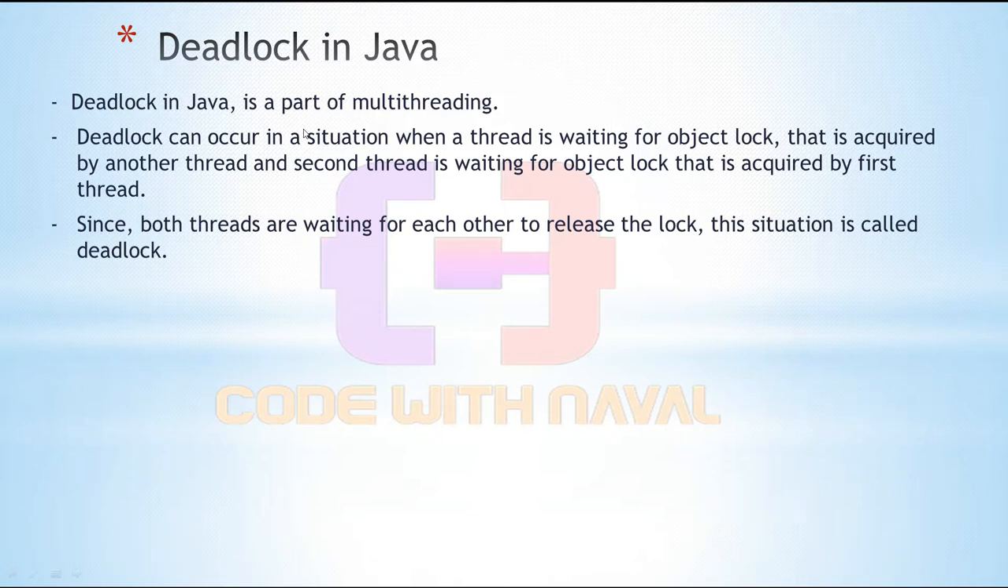Deadlock in Java is a part of multithreading. Deadlock can occur in a situation when a thread is waiting for an object lock that is acquired by another thread, and the second thread is waiting for an object lock that is acquired by the first thread. Since both threads are waiting for each other to release the lock, this situation is called deadlock. Here both threads are waiting for each other's object lock.